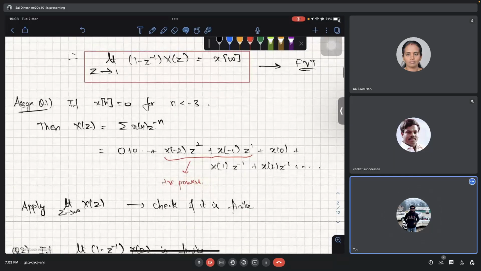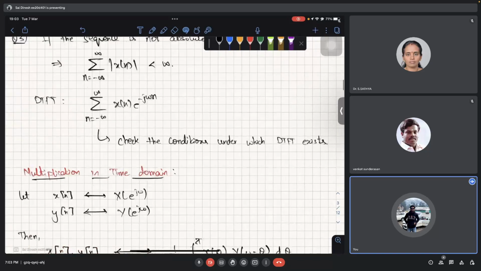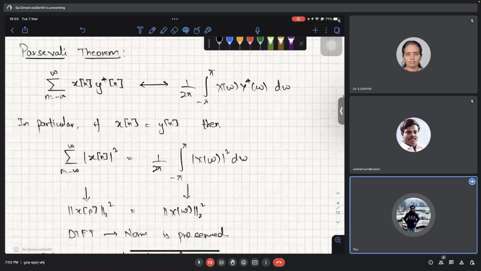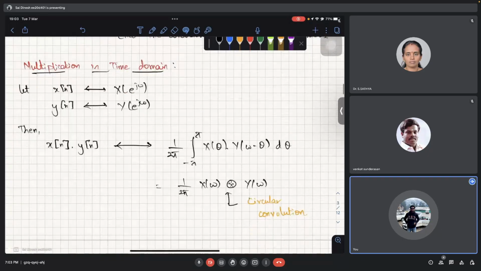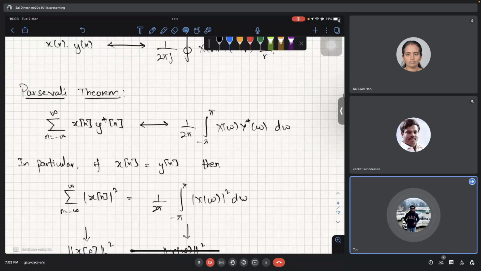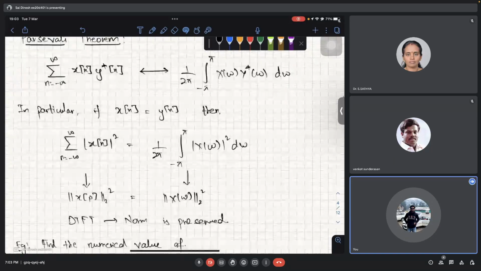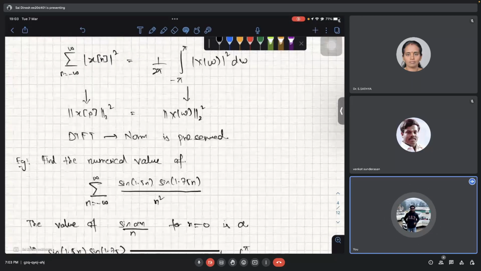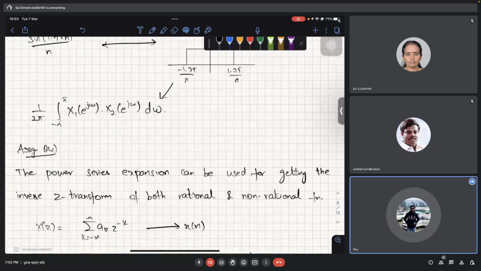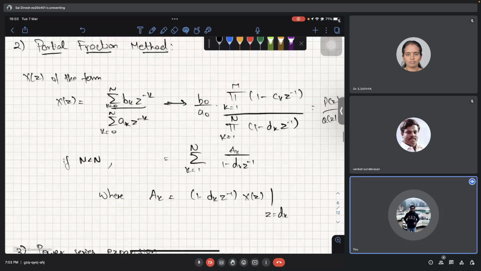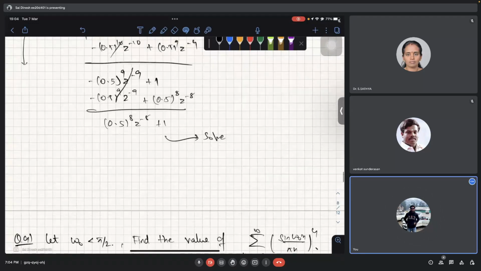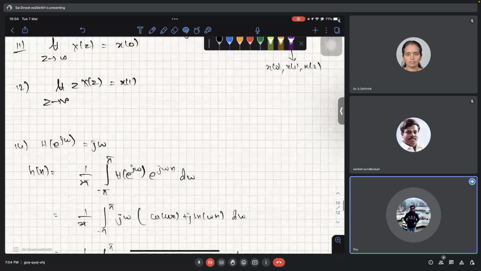Okay, so we have done the assignment questions. And then next we talked about the multiplication property. Multiplication in the time domain leads to convolution in the frequency domain. And then the next is Parseval's theorem, which states that the norm is preserved in both the time domain and the frequency domain. So the L2 norm of the signal square is the L2 norm of the DTFT square. And then we saw some examples of how to solve them using these methods, and we solved the rest of the assignment questions.